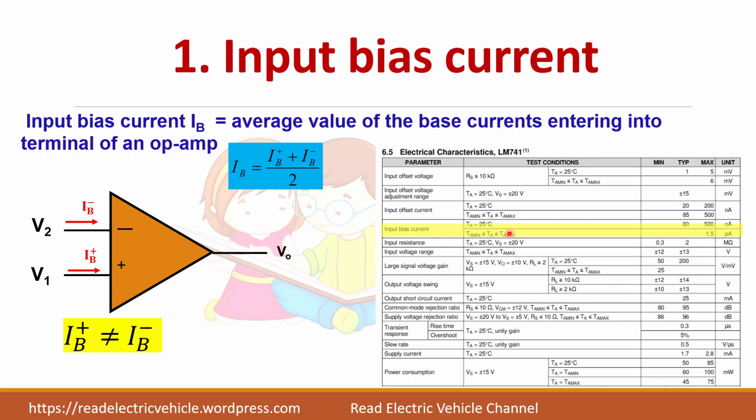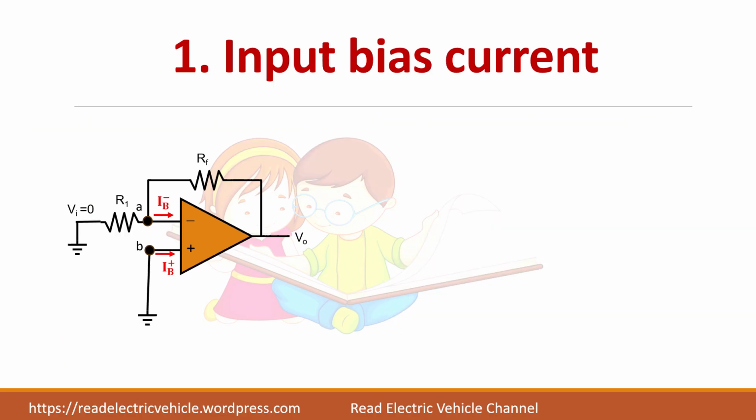So if you see in the data sheet, you can see only one value. Two values will not be there. Only one value will be given, which is the average of these two currents, called the bias current. You can see here at 25 degrees C, the maximum bias current is 500 nanoamps. So only one value will be specified by the manufacturer for input bias current.